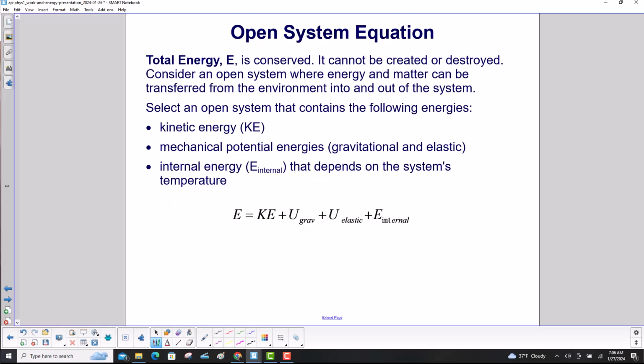Total energy, E, is conserved. It cannot be created or destroyed. Consider an open system where energy and matter can be transferred from the environment into and out of the system. We're going to select a special open system that has the following energies: kinetic energy, mechanical potential energies, that's gravitational and elastic, which we've already covered, and the internal energy, that depends on the system's temperature. So we have our little equation here. The energy is KE plus potential energy gravity, potential energy elastic, and internal energy.